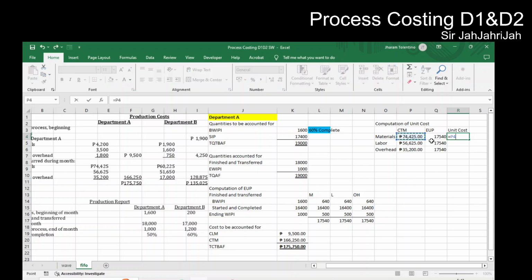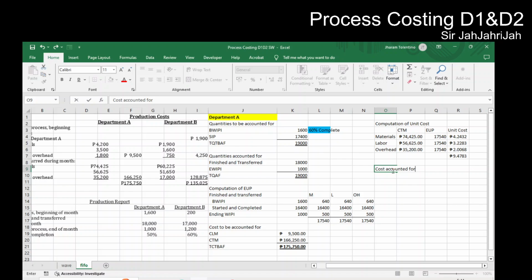So we have 74,425 divided by 17,540, we have 4.24. Let's use 4 decimal places. So let's round it off to 4 decimal places so that we have an exact figure later on. And get the total unit cost. We have 9.4783.